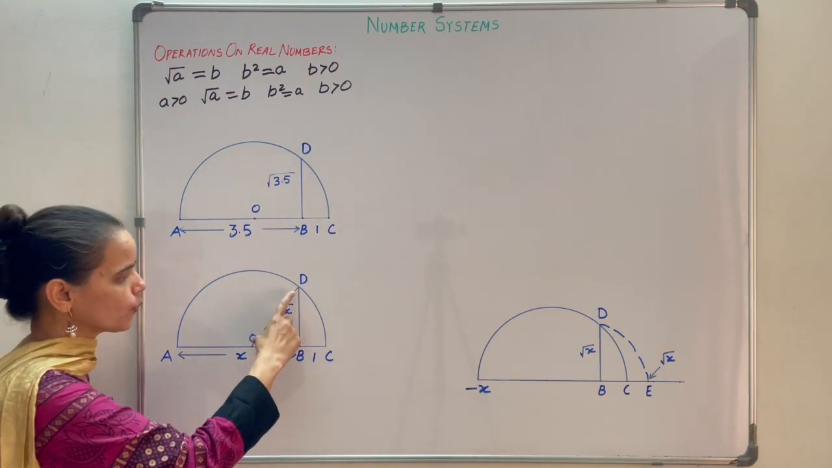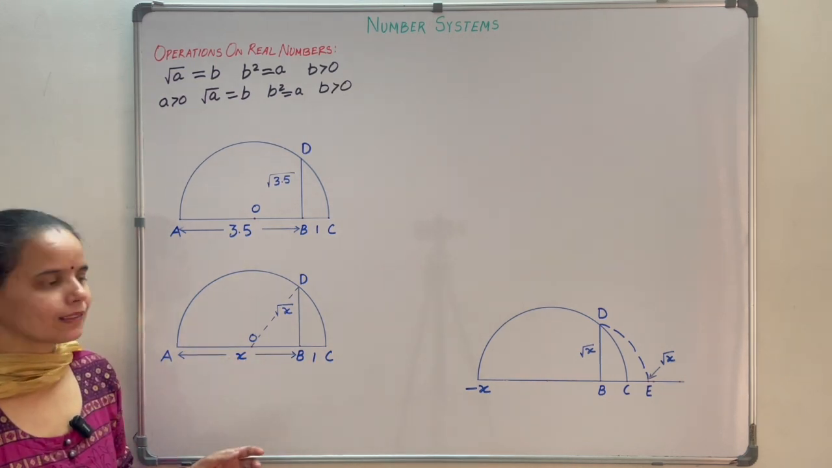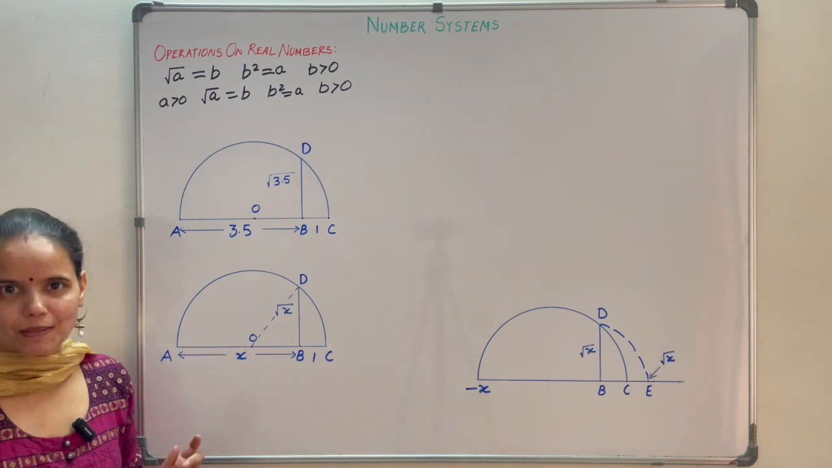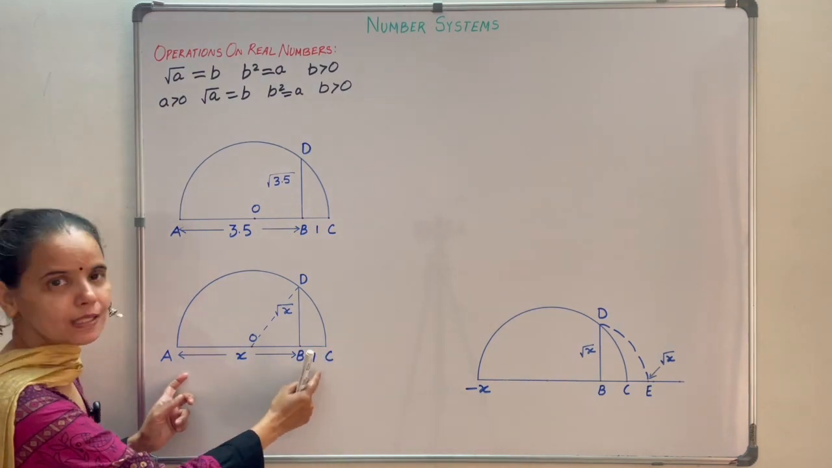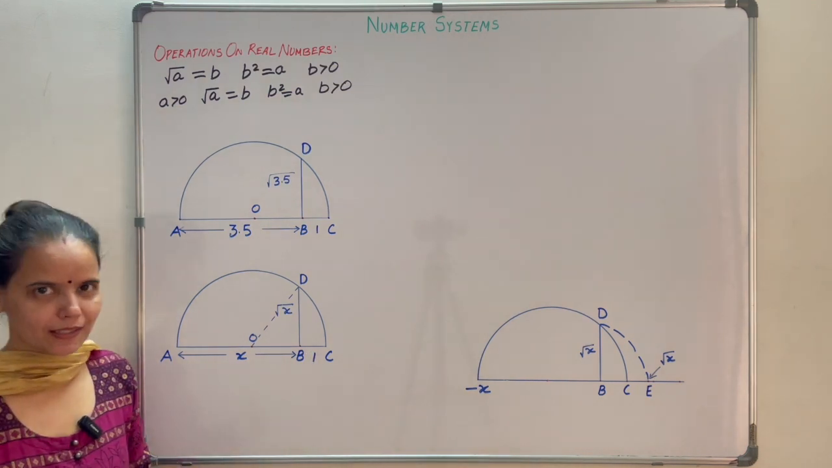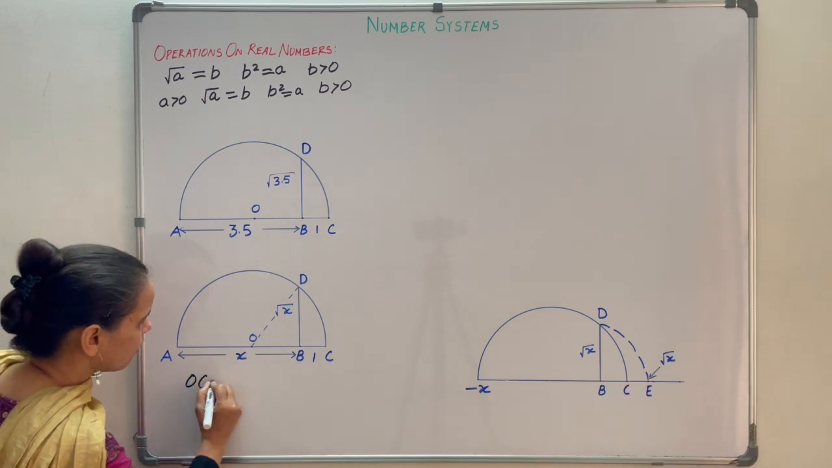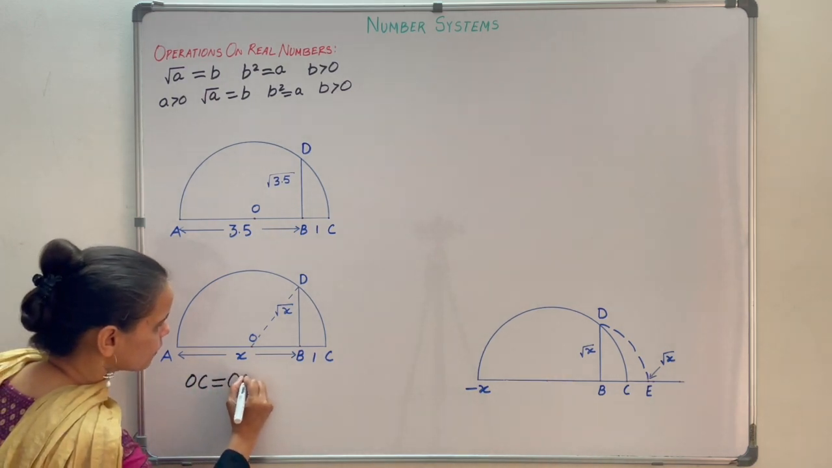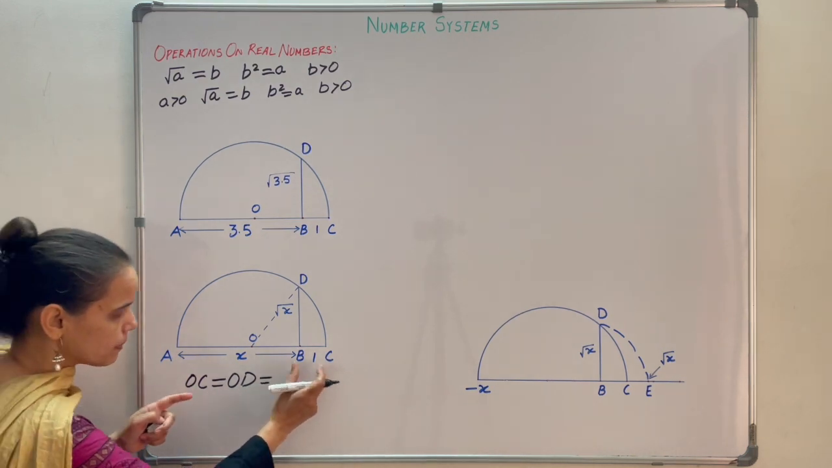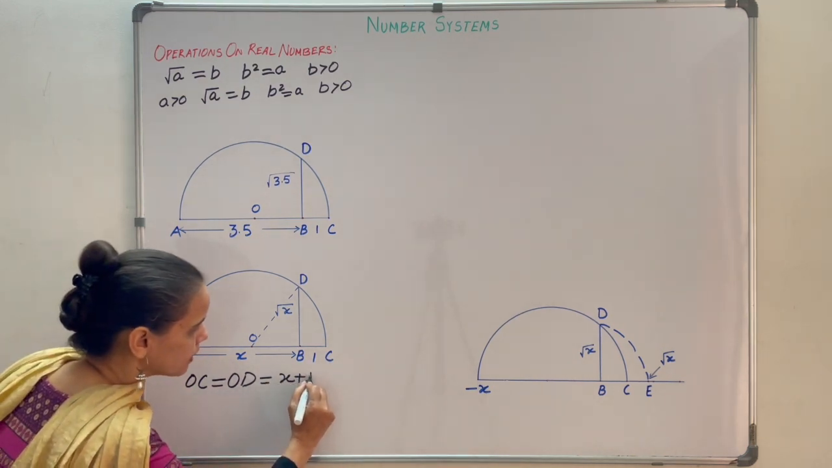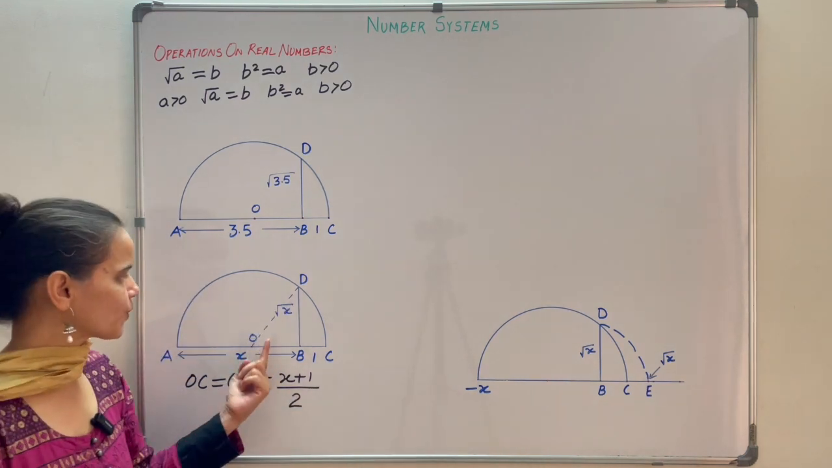So to find out BD using the Pythagoras theorem, we should know how much is OB and how much is OD. So you can see that OD and OC both are equal because they both are the radii of this semicircle. And how much is the diameter? X plus 1. And radius is half of the diameter. So let us now find out how much is OC or how much is OD. So these two are radius, so that will be half of the diameter. Diameter is x plus 1, divided by 2 gives you the radius. So you got to know how much is OD.